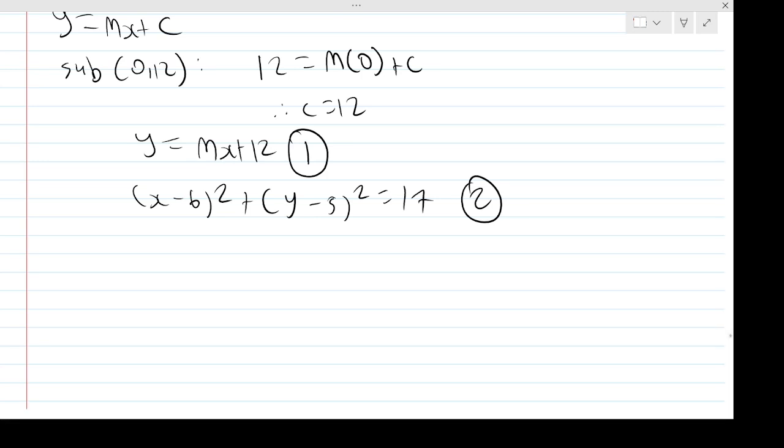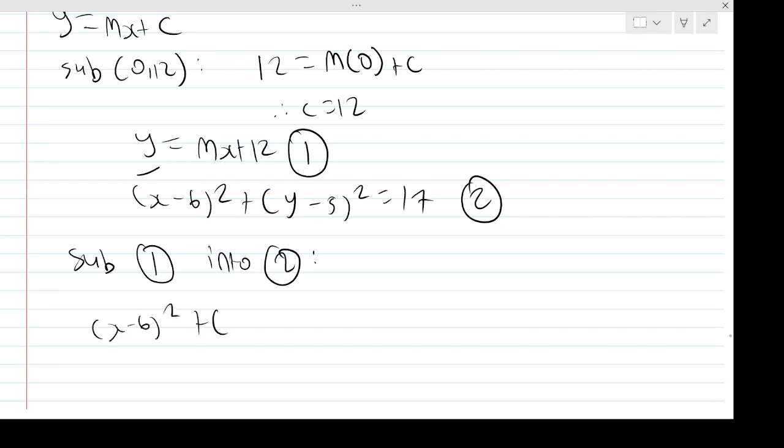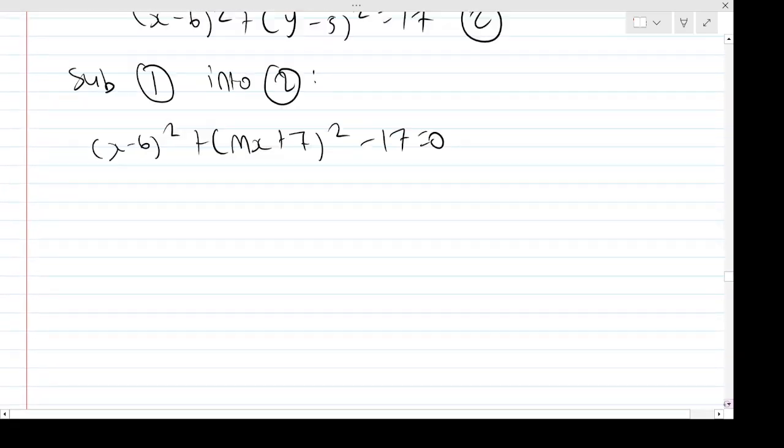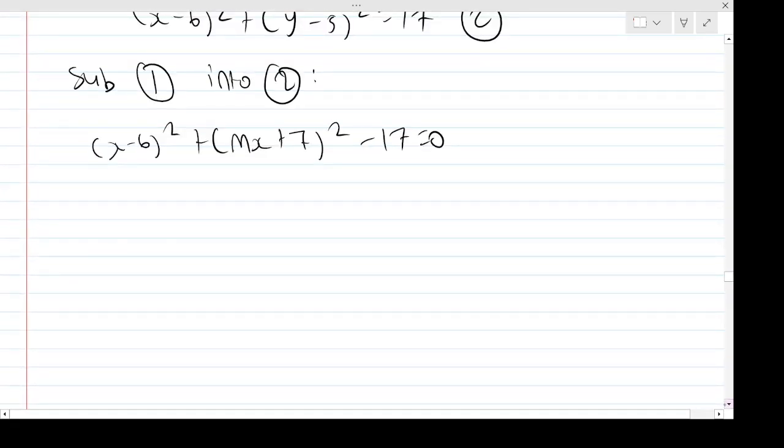Okay, so let's substitute the first equation into the second. So y is mx plus 12, so then we have x minus 6 all squared, add mx plus 12 take away 5. Now we can simplify that down, that's just 7, all squared, and then we move the 17 to equal 0, and then it's just another bog standard circle substitution question, which we looked at earlier. So we expand the brackets to get x squared, then minus 6x minus 6x, minus 12x, and minus 6 all squared is plus 36. Then we can expand this bracket.